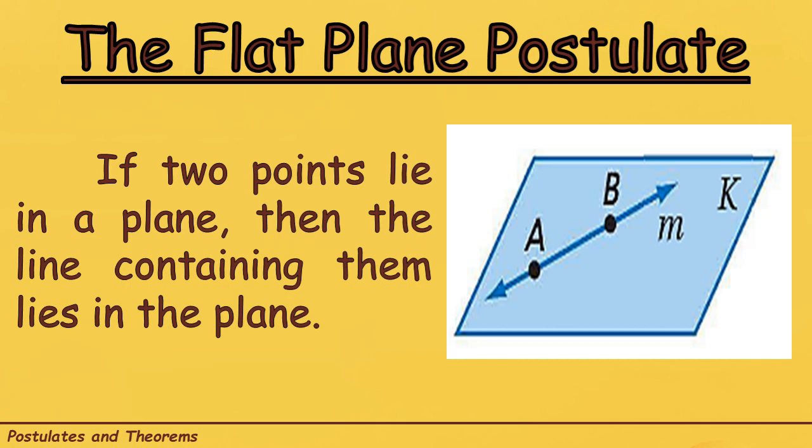Points A and B. At dito sa ating flat plane postulate, sinabi dyan na kung yung dalawang points ay nasa loob ng ating plane K, ibig sabihin niyan, yung line na nagko-connect dito sa points A at B ay nasa loob din ng plane K. And that is true, as we can see in the given figure. Points A and B lie in plane K. Line M lies in plane K also.